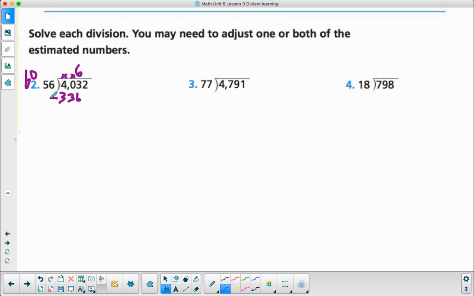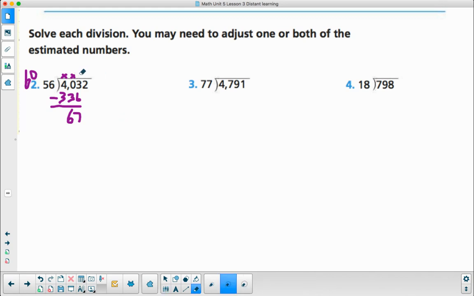As I subtract, I think I'm going to count up. 4 more makes 340. 60 more makes 400. And 3 more would make 403. So 67. 67 is too large. I underestimated. I need to adjust up 1 more.